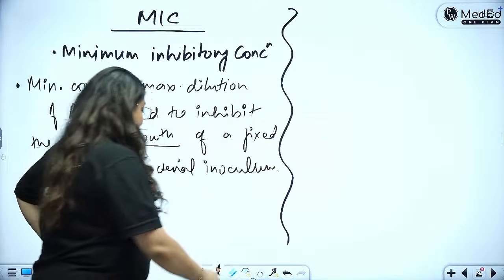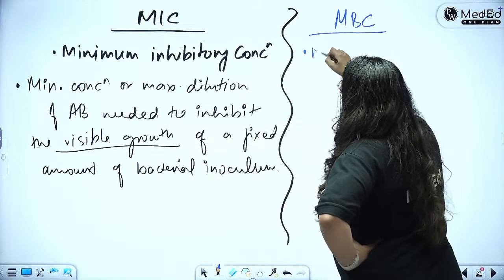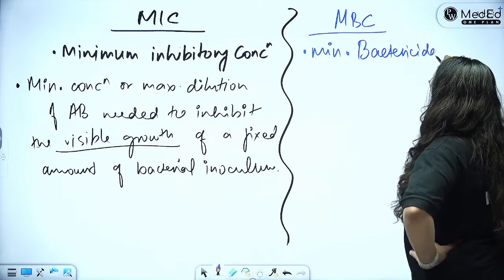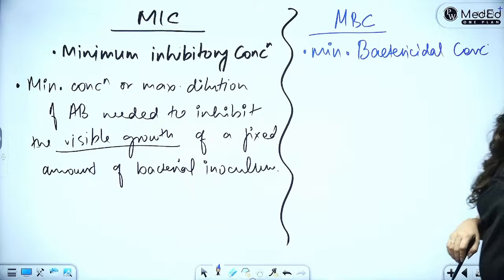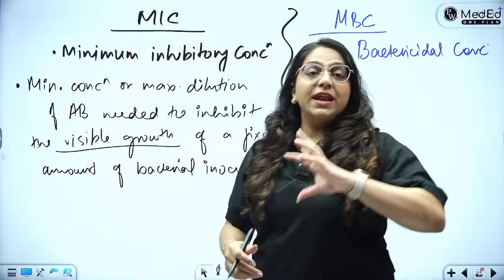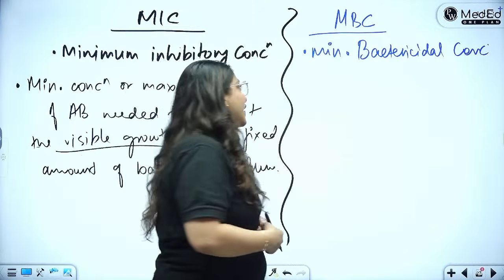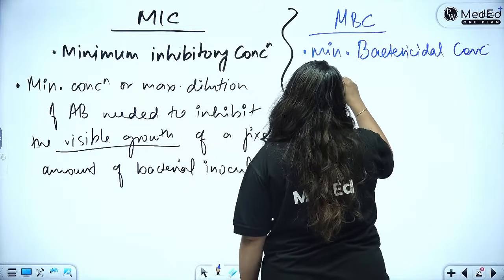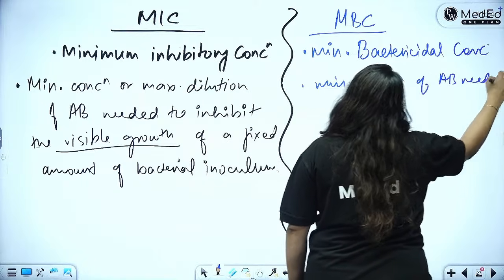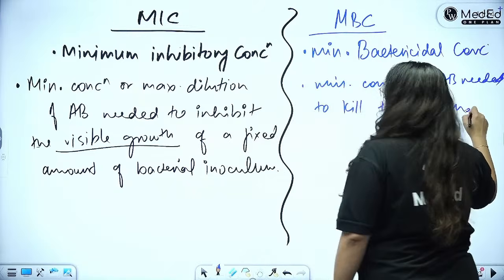In contrast to MIC, you have something which is called MBC. What is it? It is minimum bactericidal concentration. It is the minimum concentration needed to absolutely kill the bacteria. So there are bacteriostatic and bactericidal drugs. So this drug is going to absolutely kill. It is the minimum concentration or maximum dilution of antibiotic needed to kill the bacteria. So how is it seen?